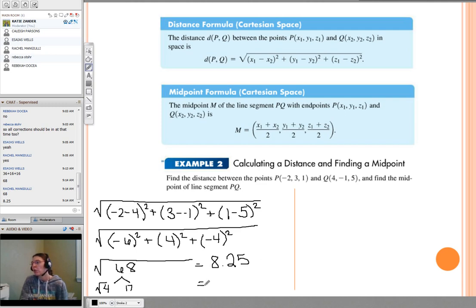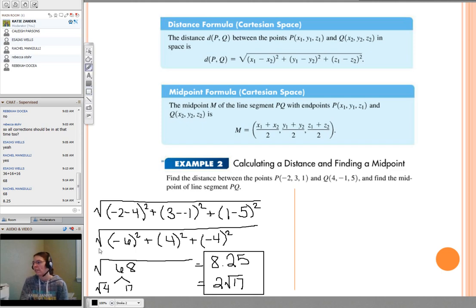Good. And then if you want to simplify that to leave it as a radical, you're going to try to find a perfect square that's a factor of 68. So 4 times 17 gives you that. So it looks like that would simplify to 2 times the square root of 17 if we want to leave it as a radical.